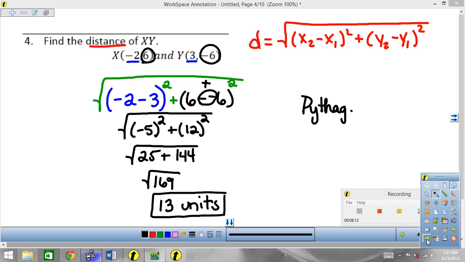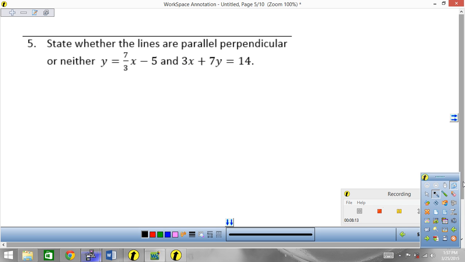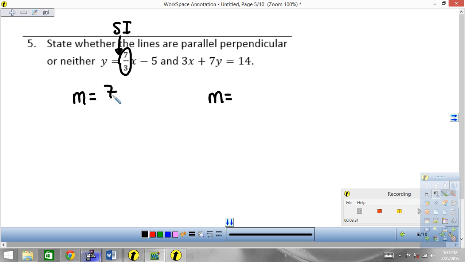Number 5. State whether the lines are parallel, perpendicular, or neither. We're given two equations. So again, with parallel, perpendicular, neither, what we need to know is the slopes. This is in slope-intercept form, which is good for me because then I can tell right away that the slope is 7 over 3. In the second problem, it is in standard form, which means I cannot look at it and see what the slope is right away.